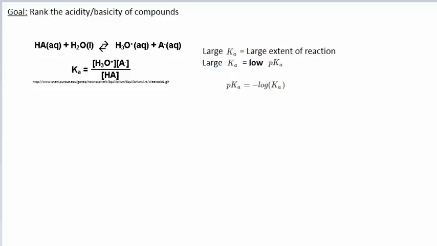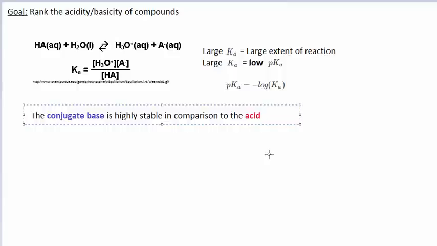Again, why do we care about this? Well, what this tells us is that in general, if your acid is strong, if the Ka is large, if the pKa is low, it means your conjugate base is stable in comparison to the acid. Remember, whenever you use the word stable, you're really talking about reactivity. It means that this A minus over here, this conjugate base species, is stable in relation to HA. So HA will be highly reactive, and most of it will be converted to the conjugate base, A minus.